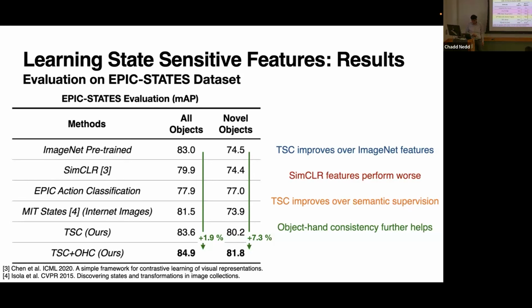So you can train for action classification, that doesn't work. You can train on internet images which have been collected specifically for state classification. You can train models on that. What we are doing is better than it.